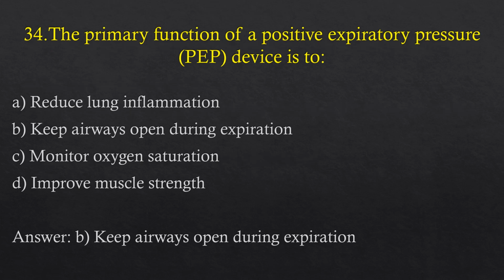34. The primary function of a positive expiratory pressure, PEP, device is to A. Reduce the lung inflammation, B. Keep the airways open during the expiration, C. Monitor the oxygen saturation, D. Improve the muscle strength. The answer is option number B, that is keep airways open during the expiration.